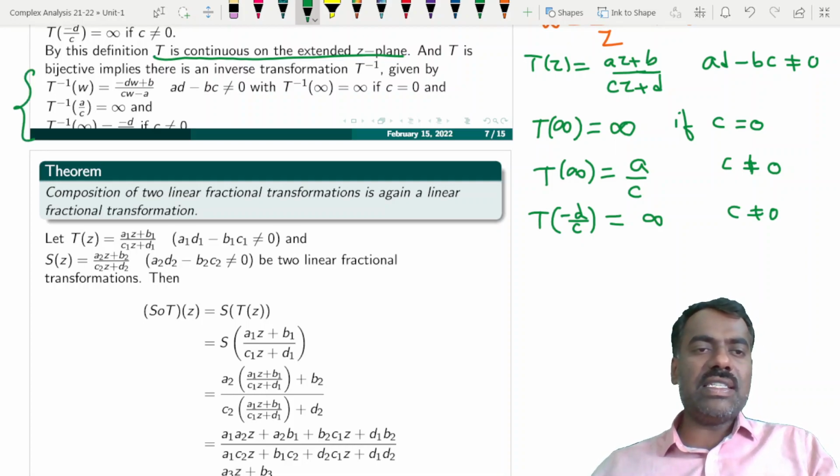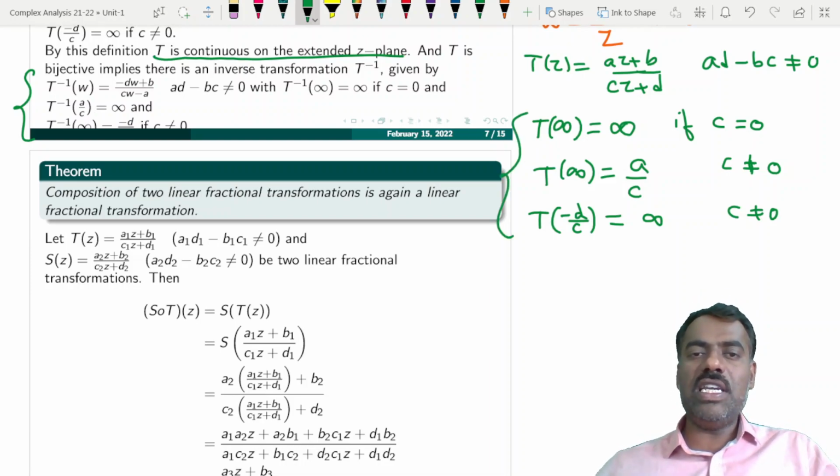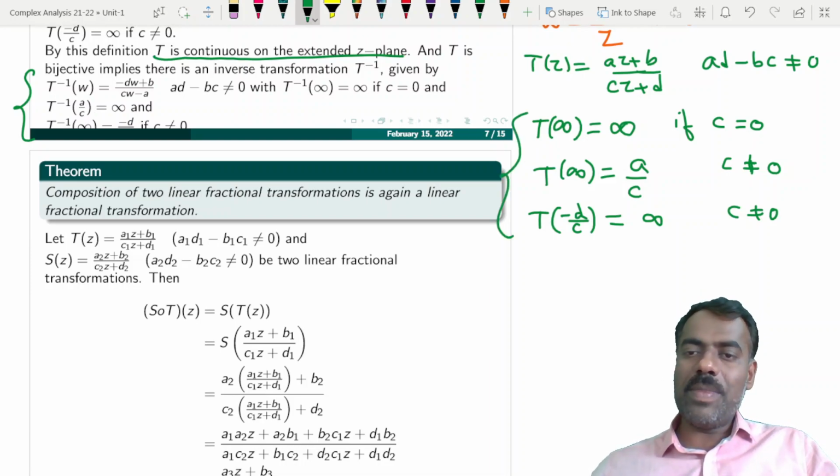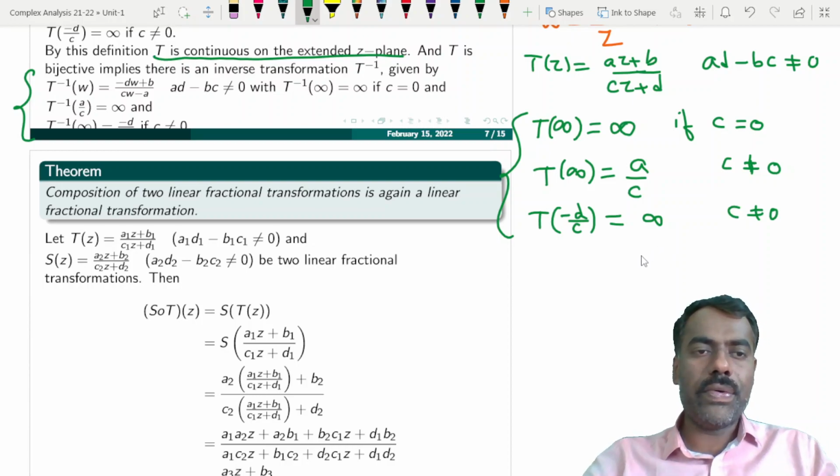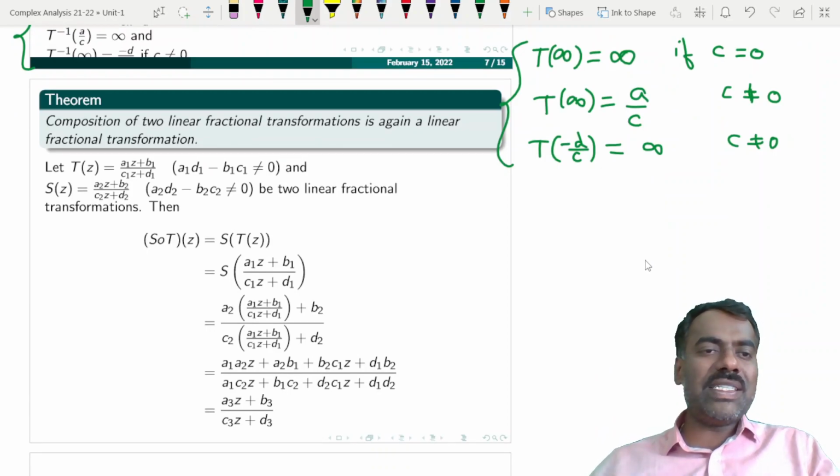T inverse has these properties, which is (dw plus b) by (cw minus a) with a minus sign, and you can define what this T inverse is. From these two we can define what T inverse of infinity is, and T inverse of a by c, for c not equal to 0 and c equal to 0. And this is a very basic result.